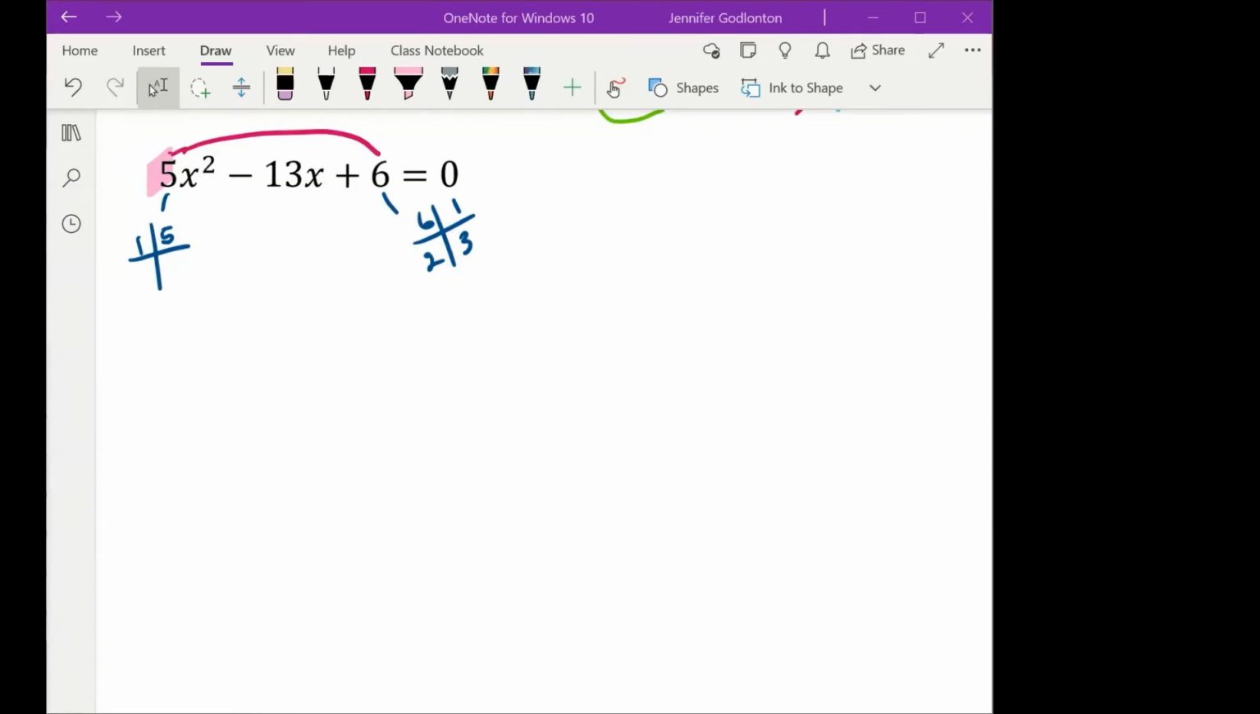This one should feel a little bit easier because in the last one, we had so many options with our first term and with our last term. And now 5 can only be 1 and 5 or 5 and 1. We don't have a whole bunch of other options here.